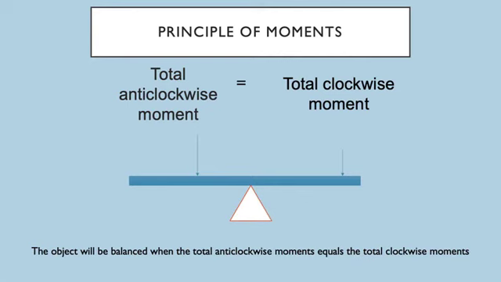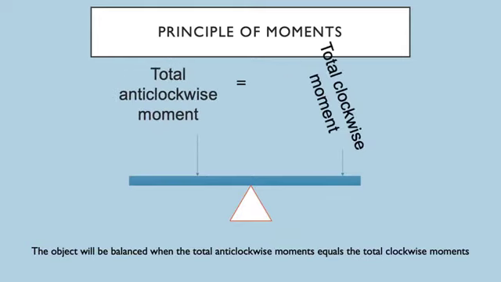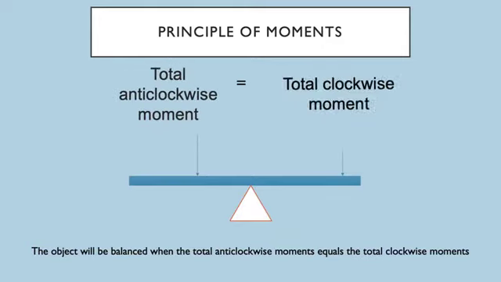So we're going to be looking at the principle of moments today. So it's all to do with moments. Basically what it says is the total anti-clockwise moments equals the total clockwise moments. So the moments that are trying to push this plank around this pivot this way are going to equal the total of the clockwise moments if that object is balanced. So if this object is in equilibrium, or if it's balanced, then these two moments will equal each other.